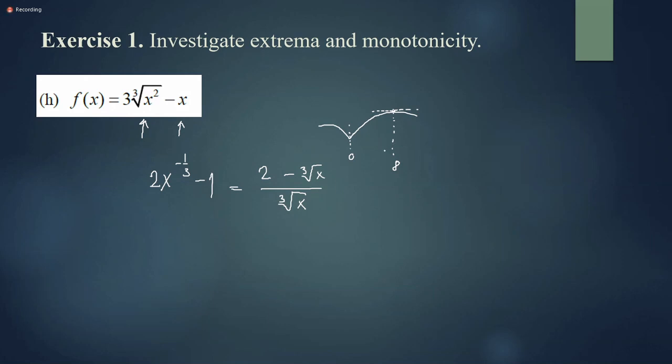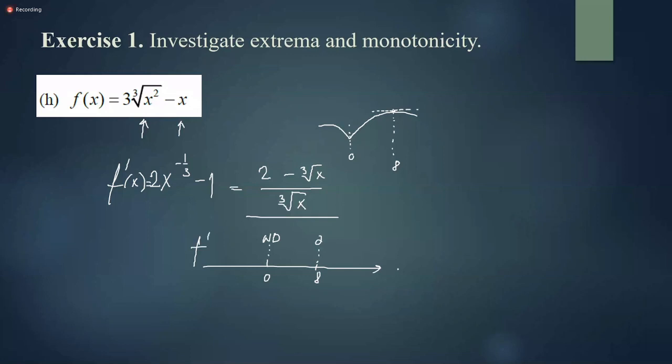I am not writing the sign diagram at the moment here. Well, I can actually. So this was the derivative of the function. We must simplify it to this form. Then we see that the two critical points are 0, where the function's derivative is not defined, and 8, at which this derivative is 0. That's why I'm doing these notes.